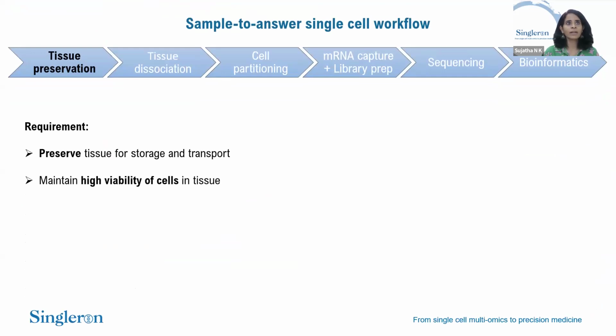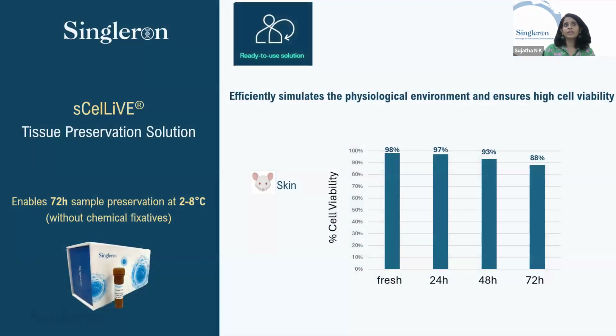So starting up, you need a way to preserve your tissue, especially if it's a surgical biopsy sample or you're actually dissecting out from a model organism. It's important to have some way to preserve it, either for storage or transport to your lab. And the most important thing to keep in mind is the tissue needs to be maintained with high viability of cells. So what you can use for that is our tissue preservation solution. This is a solution that will simulate the physiological environment and maintain high viability.